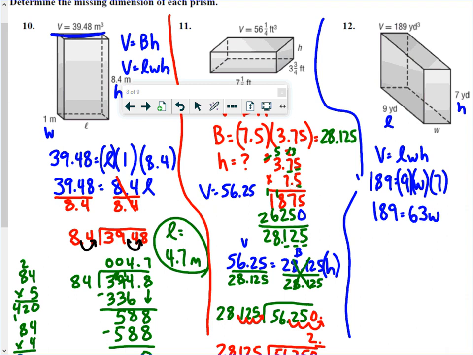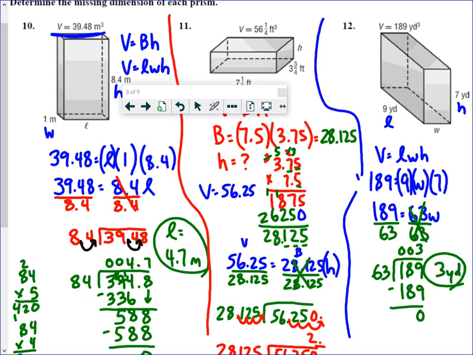So we're going to divide both sides by 63 to get rid of this. Now we have just W, so 189 divided by 63. Looks like it's going to be 3 times. 60 times 3 is 180. 3 times 3 is 9, so 189. Not too hard. So our answer is going to be 3 yards. All right, lots of work on that page.